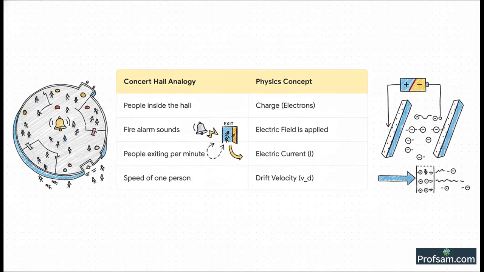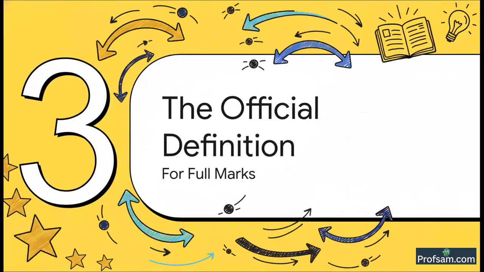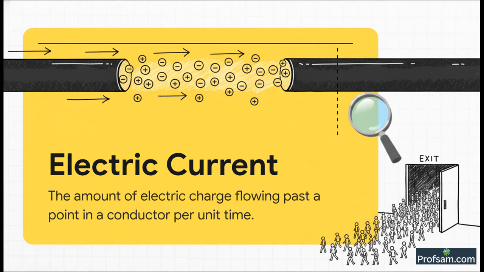So you see, current is not about how fast one electron moves, it's about how many electrons pass a point in a given time. Okay, so now that you have the basic idea, let's look at the official definition. This is the one you need to write in your exams to get those full marks.